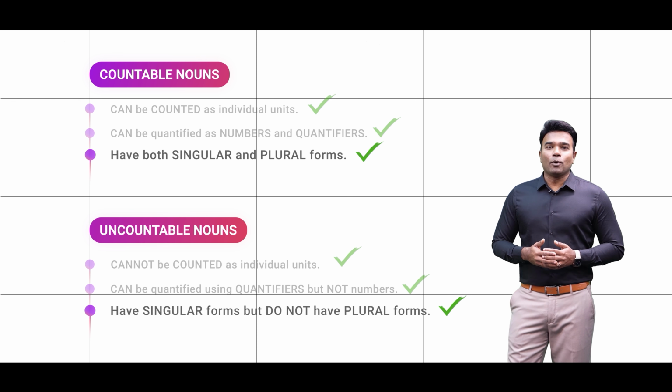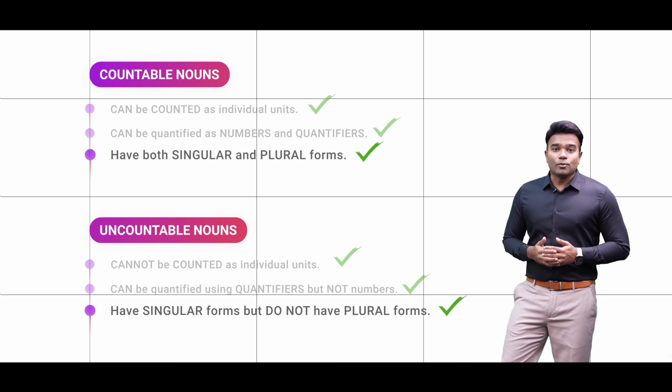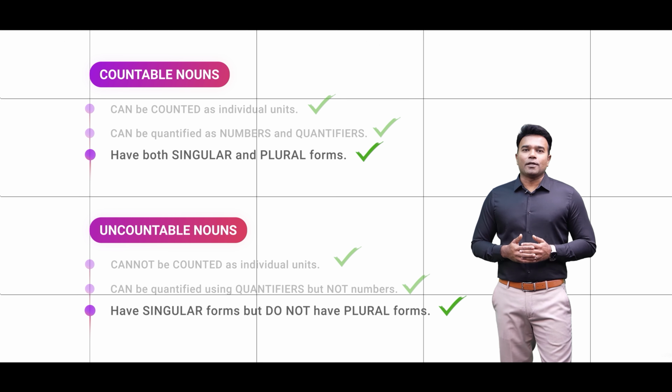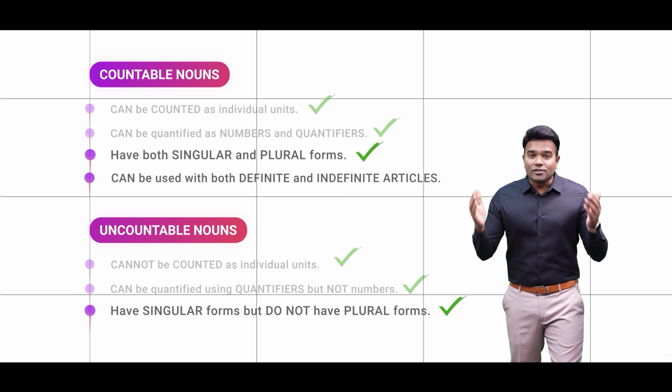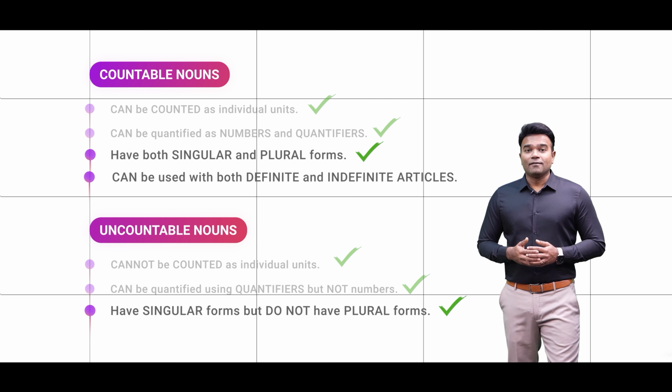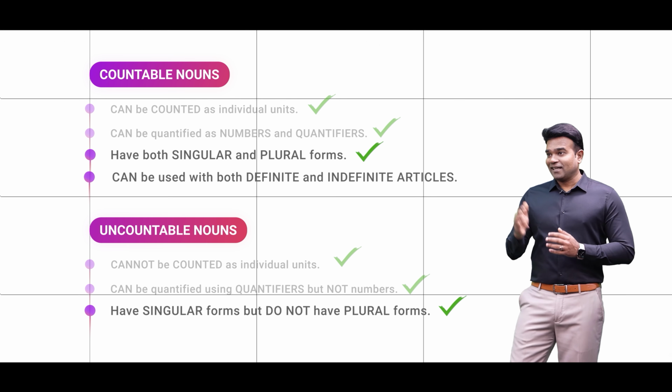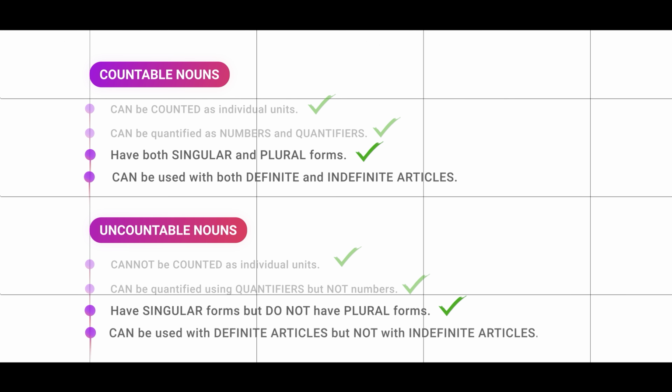But there is still one more difference that you really need to notice. What I mean to say is that countable nouns can be used with both the definite articles and the indefinite articles, but the uncountable nouns can be used only with the definite articles and not with the indefinite articles. Well, what do these points really mean?